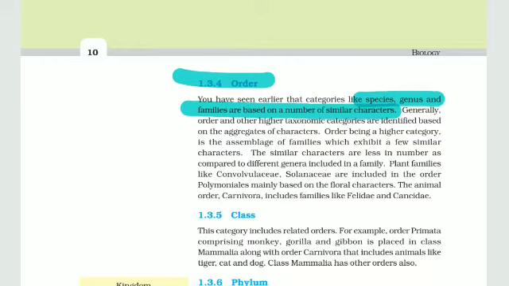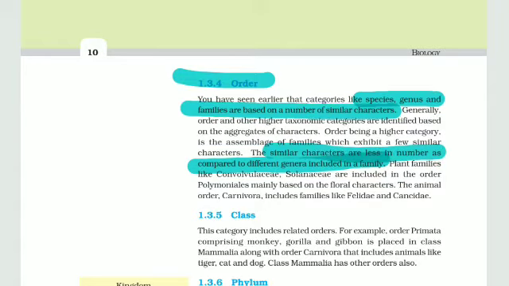When you see this, there's a similarity up till families. The number of similar characters keeps on decreasing. I hope you understood. So order is a higher taxonomic category compared to the family, genus, and species. Order is assembled above family, which has very few similar characters when compared to the family. The similar characters are less in number compared to different genera and family.